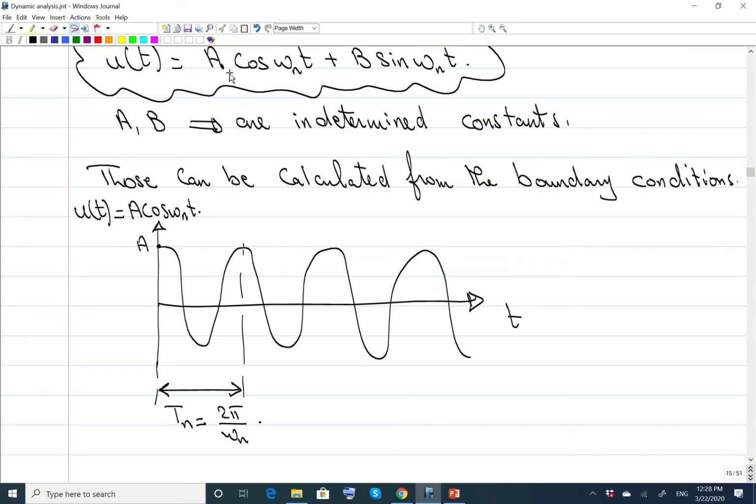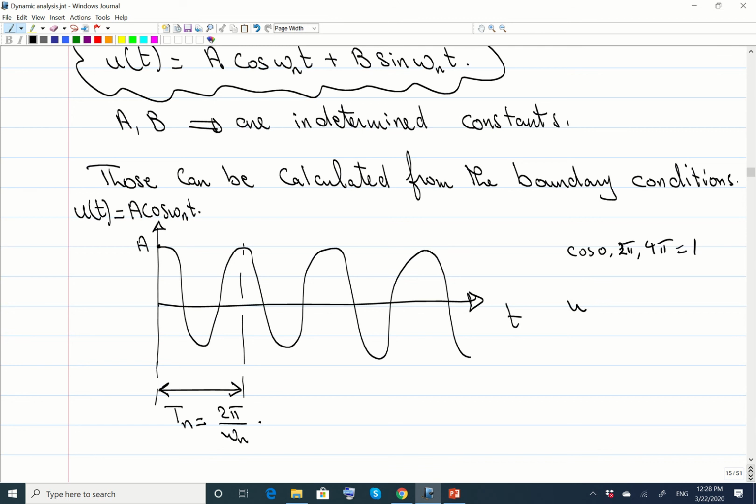If we plot the first one, A cosine omega n t, it's a cyclic harmonic force that repeats. A cosine function repeats every 2 pi. So cosine 0, cosine 2 pi and 4 pi and so on repeat. They are equal to 1. So this function repeats every 2 pi.